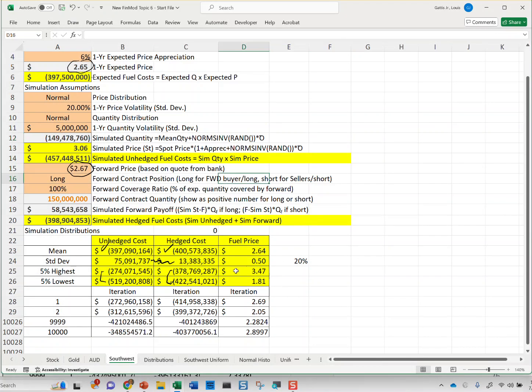All right, so you can really see the advantage of hedging. And this hedging cost them nearly nothing, and they've been able to greatly reduce the risk of spending more money to buy fuel.